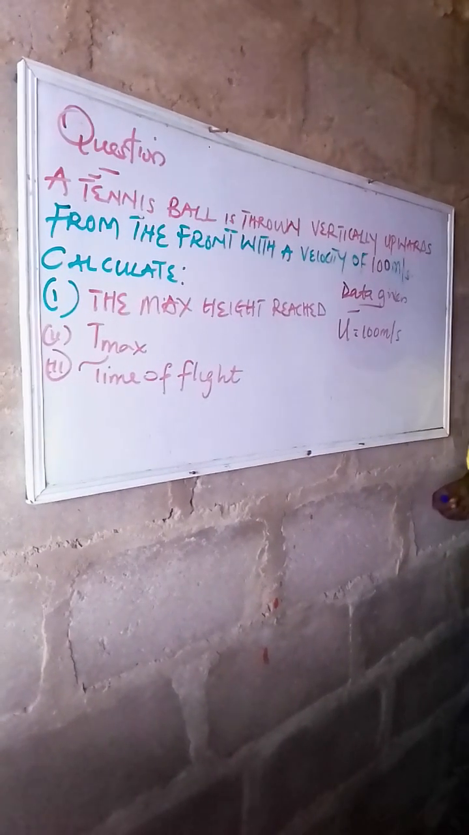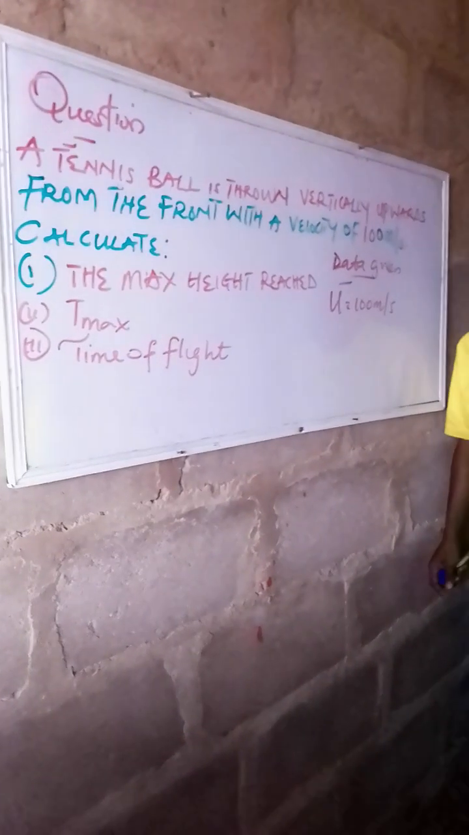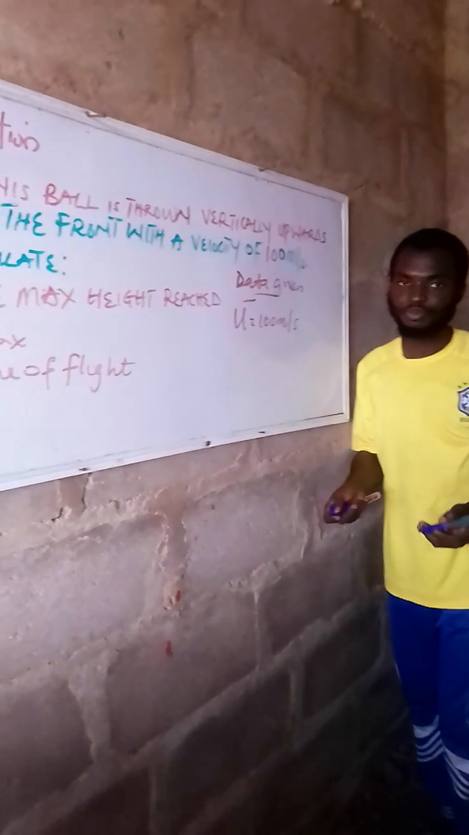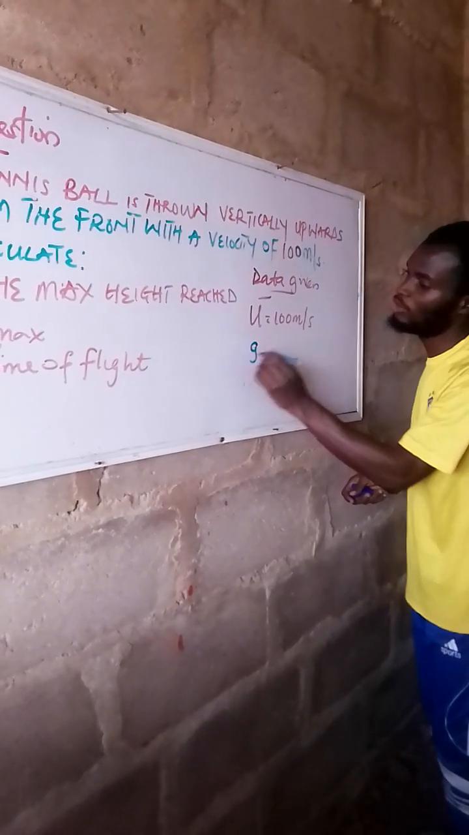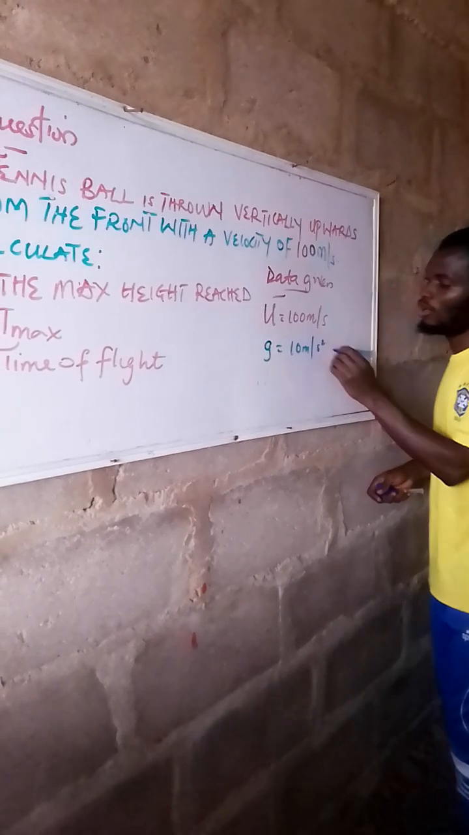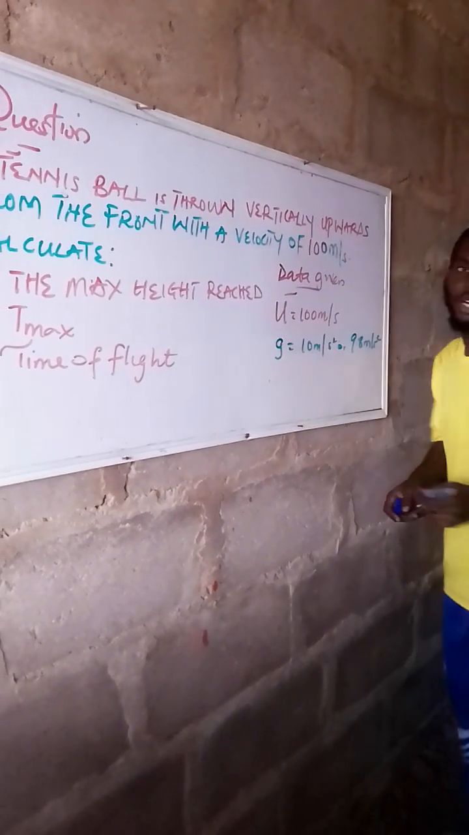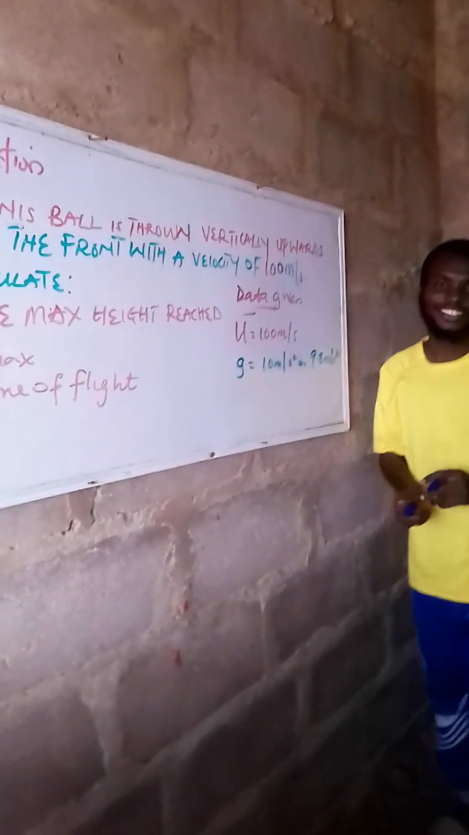When it's thrown vertically upward, it will still come down. There must be acceleration due to gravity, which is minus g. And g is 10 meters per second square, or 9.8 meters per second square. These are the two parameters that we need in solving that.